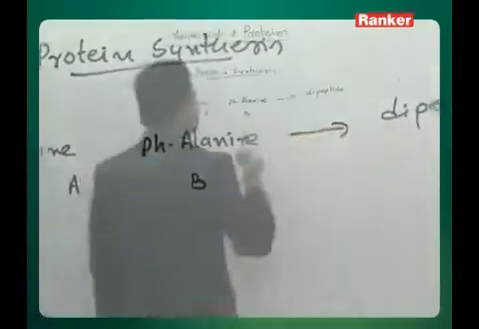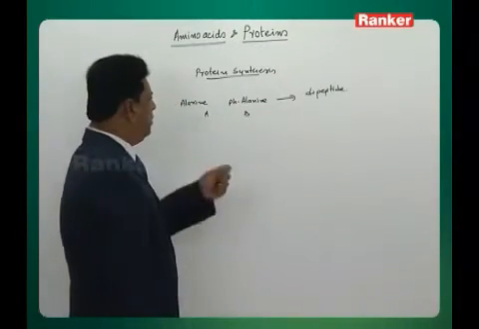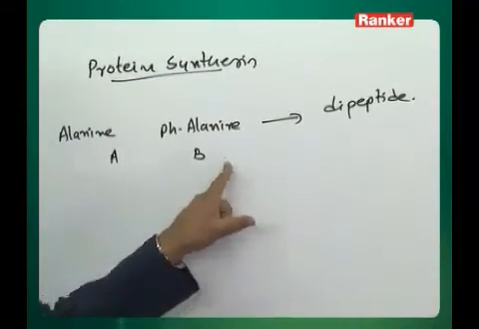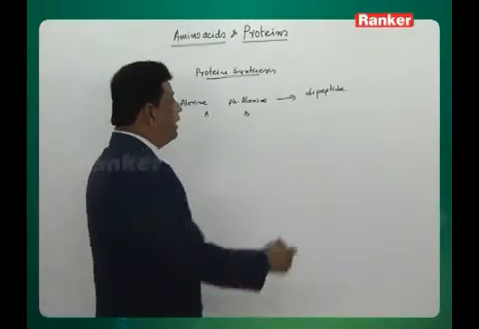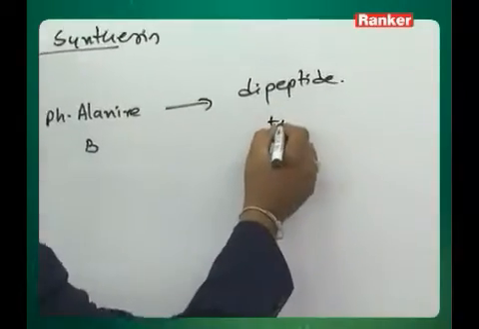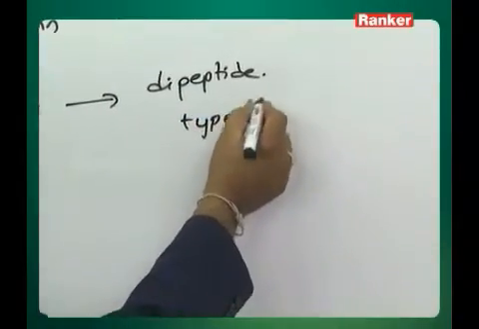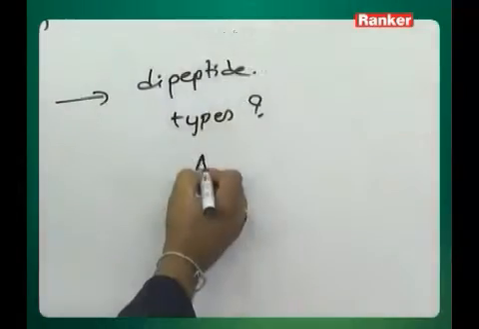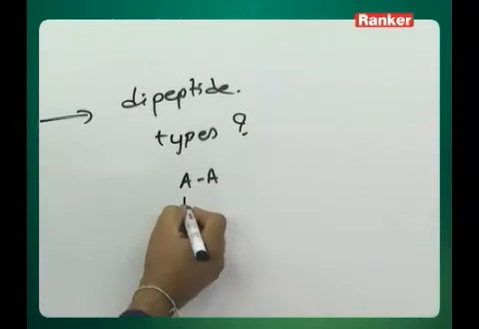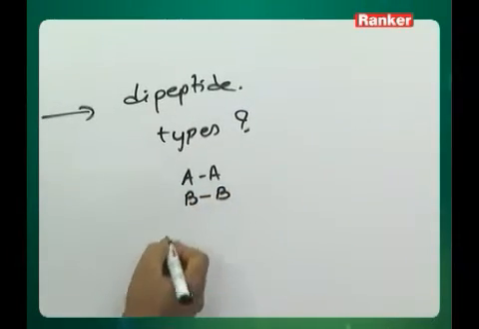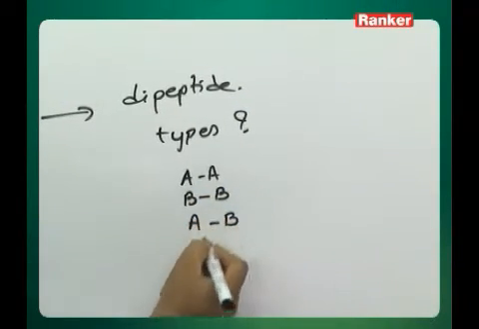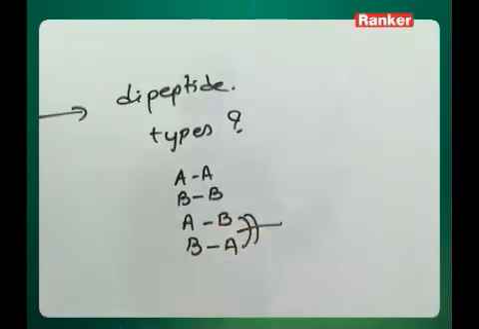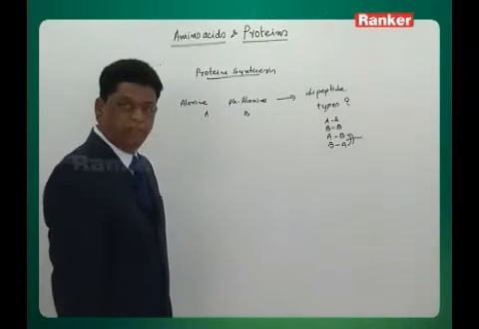When I add these two and react them, a dipeptide is going to form, because this is one amino acid, this is another amino acid. How many types of dipeptides are going to form? The answer is A may react with A, giving AA, B may react with B, BB, A and B may react, B and A also react, and these two are not the same. AB is not the same as BA.